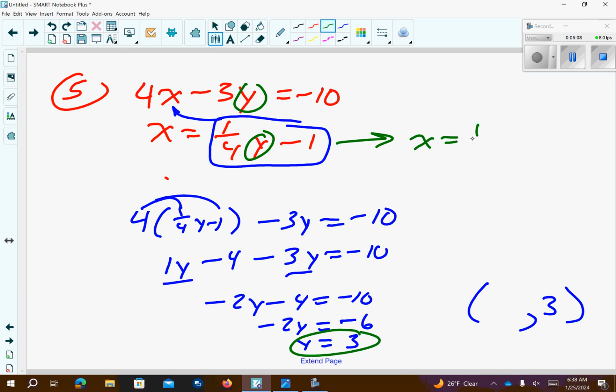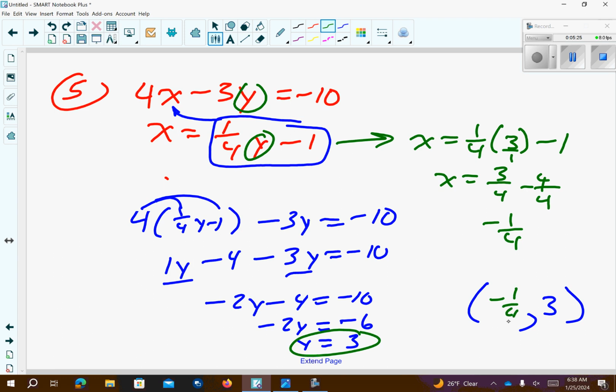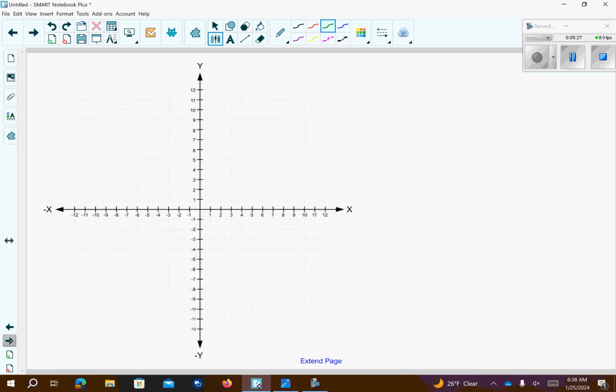So x equals 1/4 times 3 minus 1. So 1/4 times 3 is 3/4. Just multiply like it's a fraction. And then 1 is the same thing as 4 over 4. So that's going to give me negative 1/4 as my x value. Number 7, again, I can get rid of these.